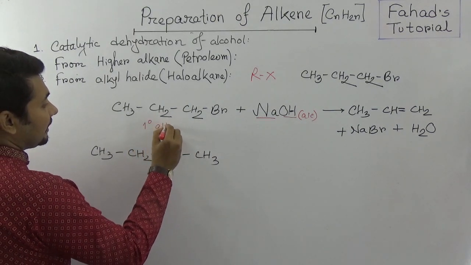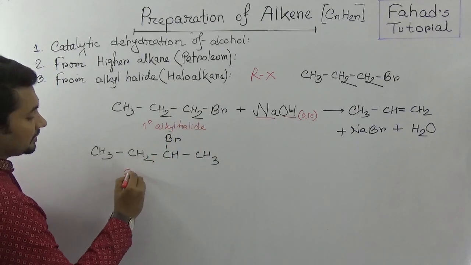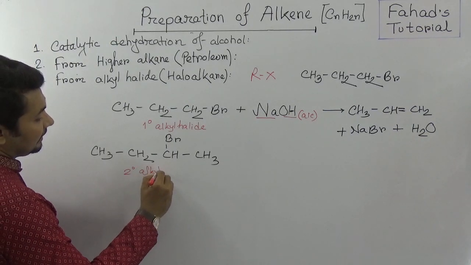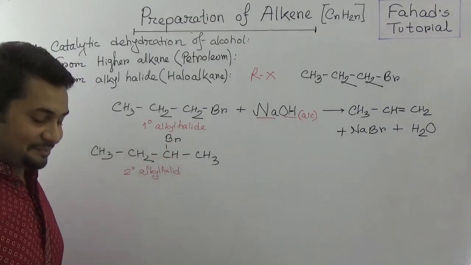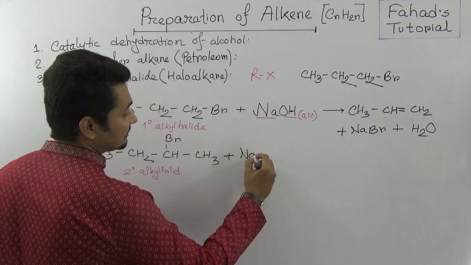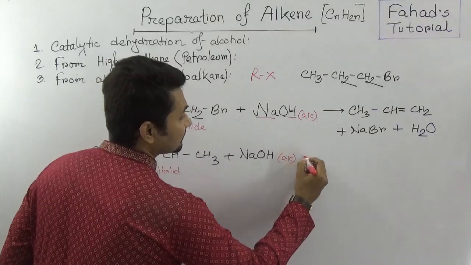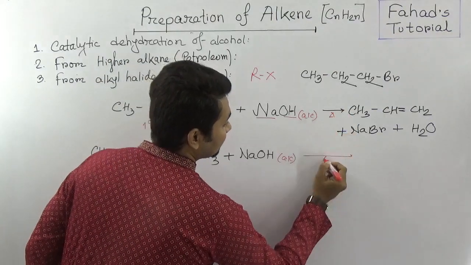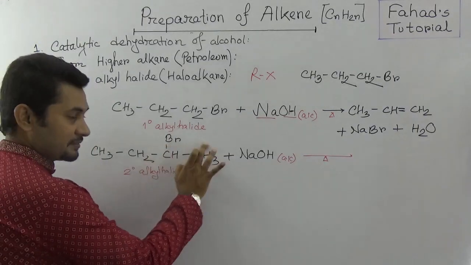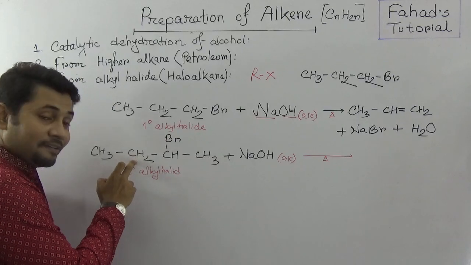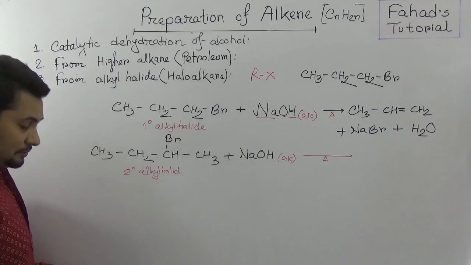1 degree alkyl halide. In this case, this is 2 degree alkyl halide. So, if the bromine is connected with the second carbon, then what will happen? Suppose this is sodium hydroxide, and definitely there should be alcoholic medium, and then heat will be there. What will happen? This bromine will be removed, and with that, one hydrogen from the associated carbon will be lost.